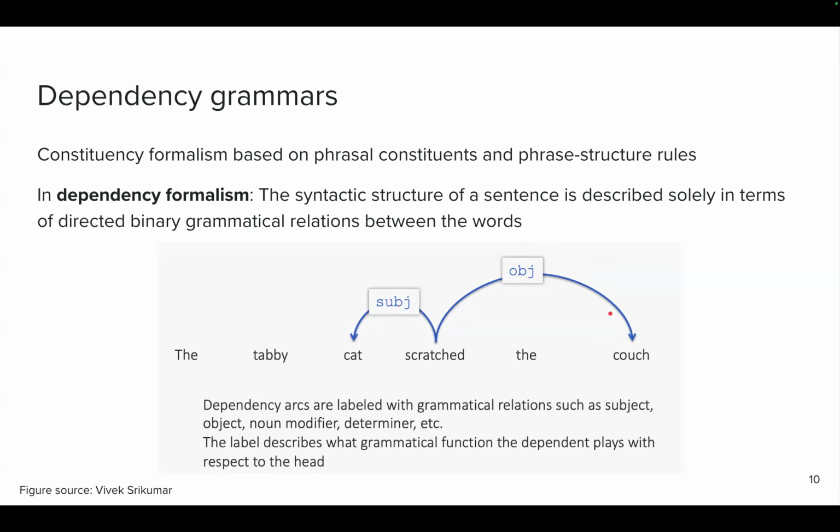And similarly here we have object relationships. So dependency arcs are labeled with these grammatical relationships such as subject, object, noun modifier, determiner, and so on. And the label describes what grammatical function the dependent plays with respect to the head.